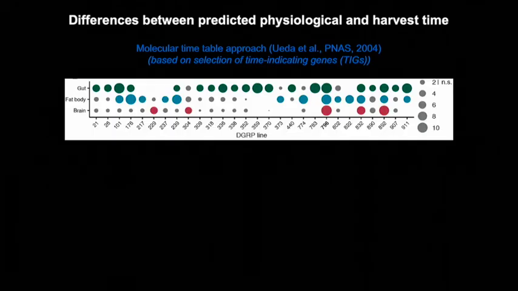And so if you do this, I have to just guide you through the plot. Here you have 3 different tissues. Here you have many DGRP lines with their respective numbers. And here you see circles that keep on getting bigger, and they keep on getting bigger because they link to the number of hours where the expected time deviates from the sampled time, okay?